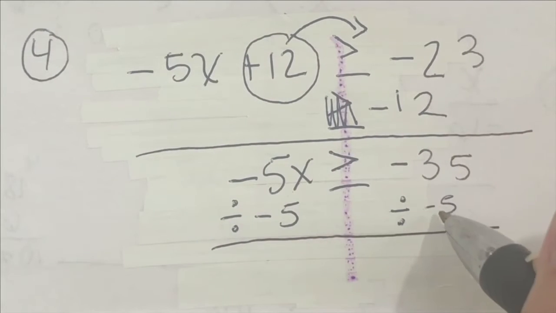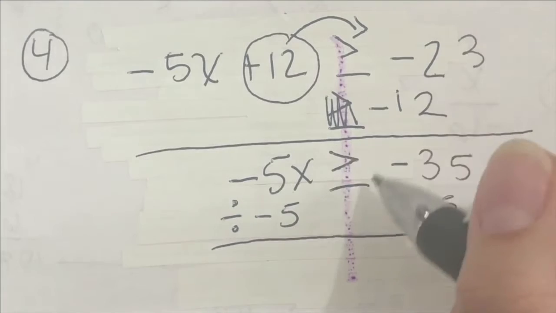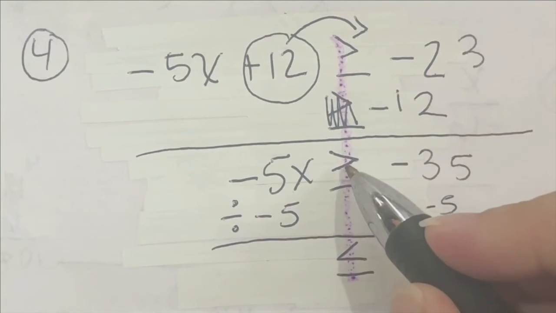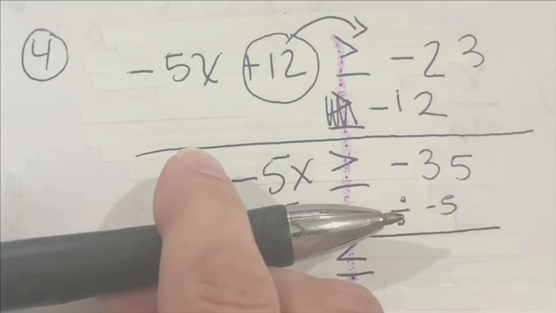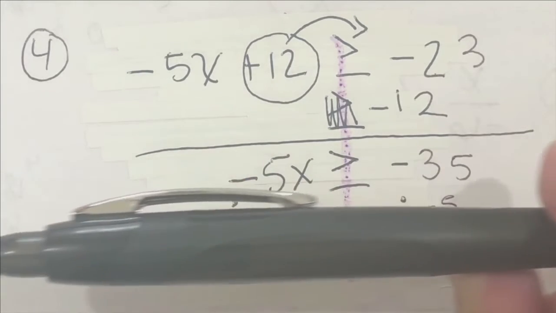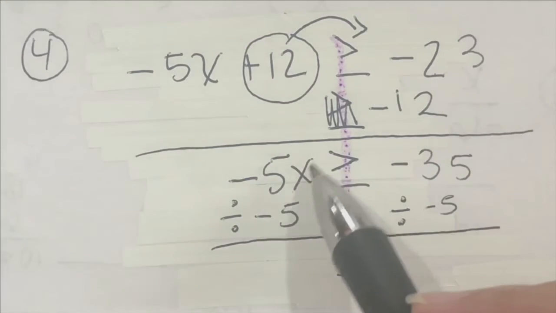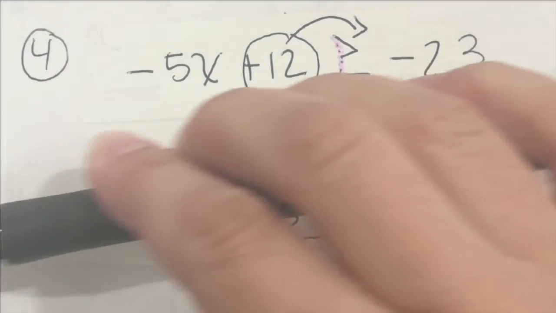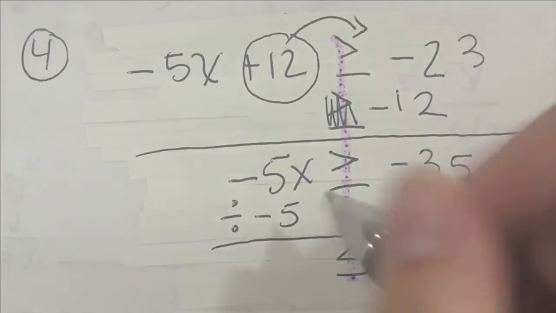So now that I'm dividing by a negative, I am going to flip the sign. When it was pointing to the right, that is greater than. When it's pointing to the left, that's less than. So now it's a less than sign.